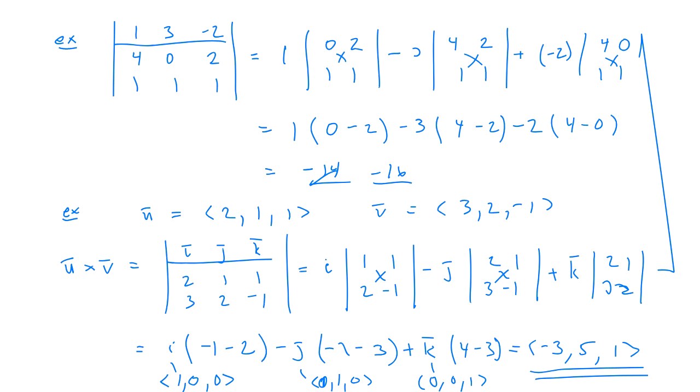Well, this i is defined to be 1, 0, 0. j is defined to be 0, 1, 0. And k is 0, 0, 1. So it's always 1 in that sense. Any other questions? Okay.